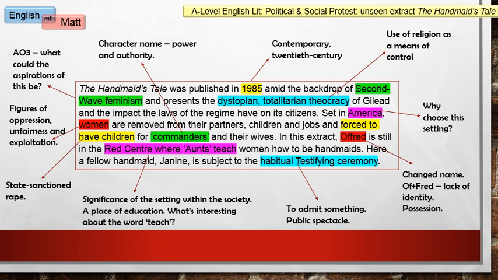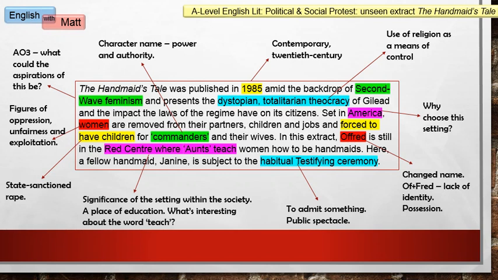We have some very useful keywords here in blue: dystopian, totalitarian, theocracy, and all of those words are to do with the module. So they actually give you some useful AO1 terminology and AO4 terminology, which you could then use in your own response. The setting is America, and think about why that country. Why set this kind of dystopian regime in America? What was the writer Atwood hoping to achieve by setting it in that country?